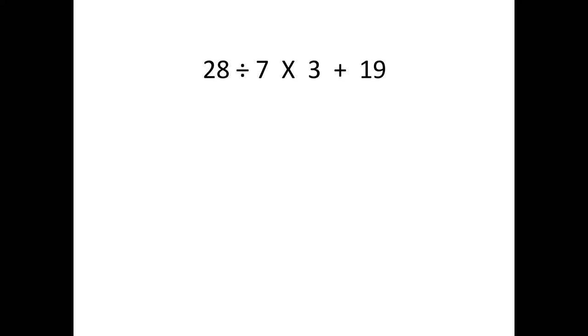So 28 divided by 7 will give me 4. I will leave times 3 as it is and plus 19 as it is. Now I have multiplication and addition. What to do first? Go back to the BODMAS. The multiplication comes before addition, so let's multiply. 4 times 3 will give you 12 and leave the plus 19 as it is. Now add 12 plus 19, it will give you 31.